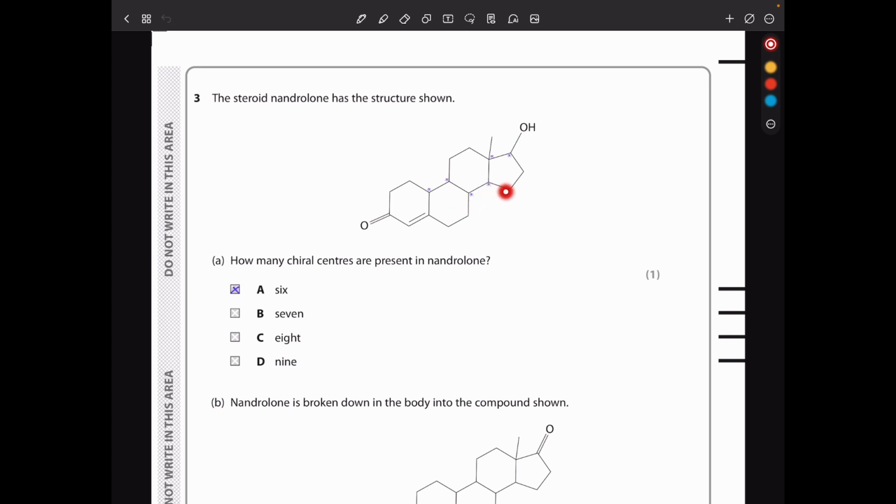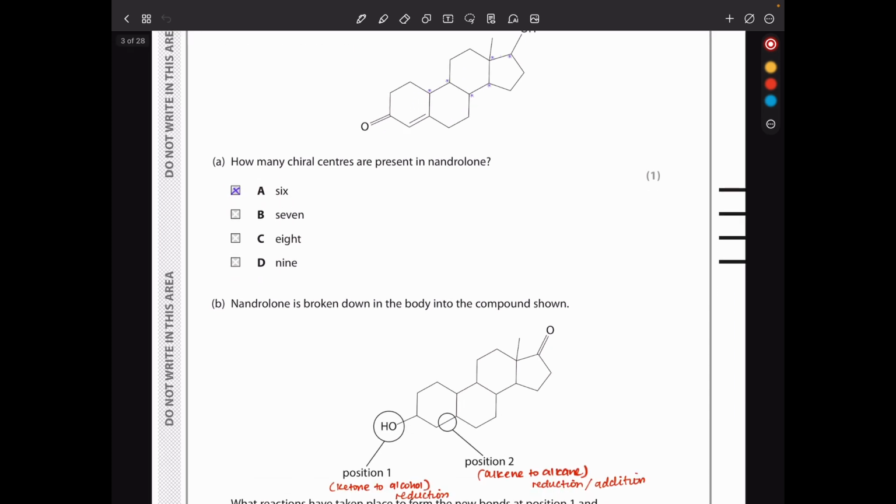Here we have a hydrogen and 3 different groups. And here we have a methyl and 3 different groups. Here we have a hydrogen, OH and then the 2 groups attached. So we have 1, 2, 3, 4, 5, 6. The answer is therefore A.